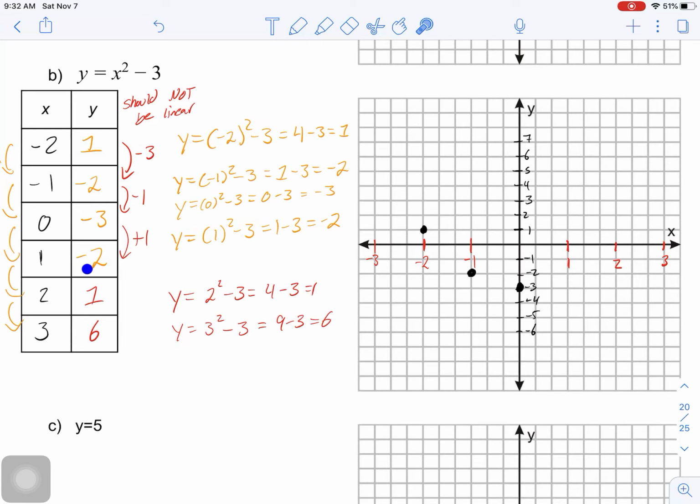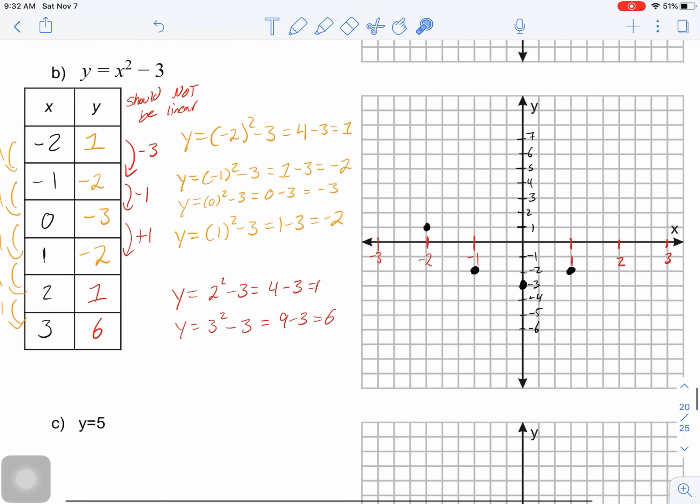When x is 1, y is negative 2. So that's plotted right there. When x is 2, y is 1. So we're right there. And finally, when x is 3, y is 6. So we are found up there.